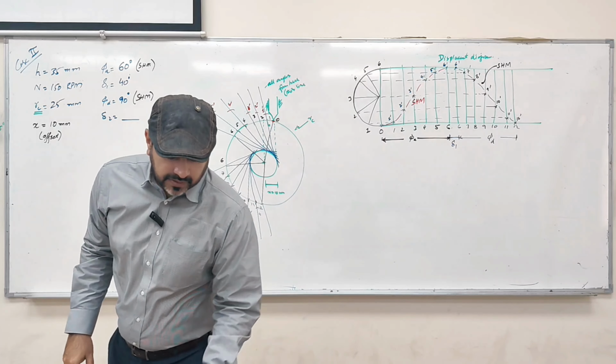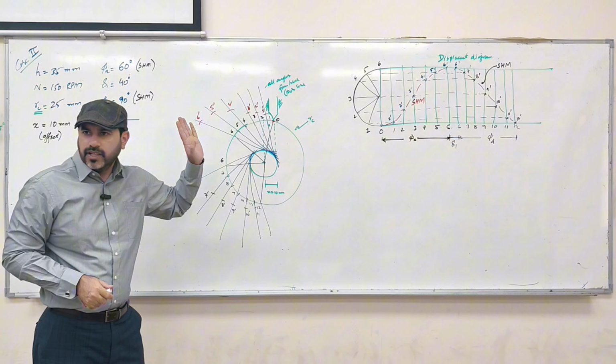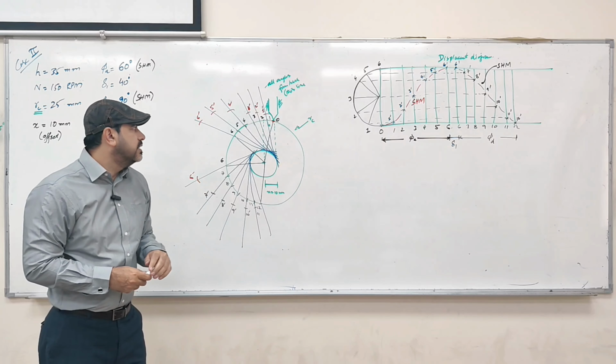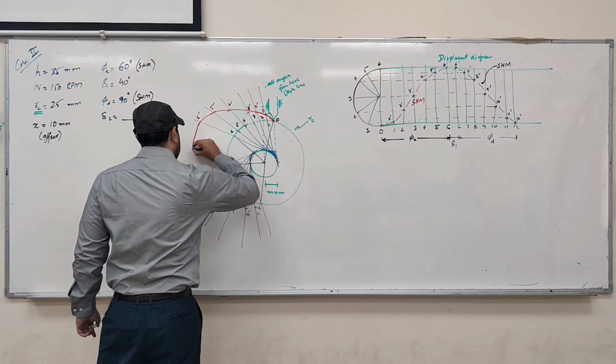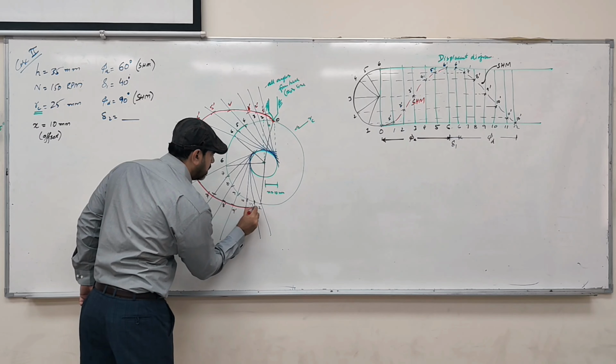Once we do this thing, the problem is over. We have all the information, the rest is all done, okay? So at the end, what we need to do, we need to join them together. So the shape of something will look like this. This is the cam with the offset follower.